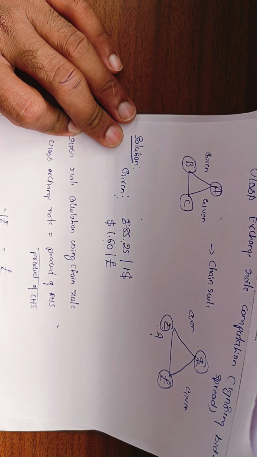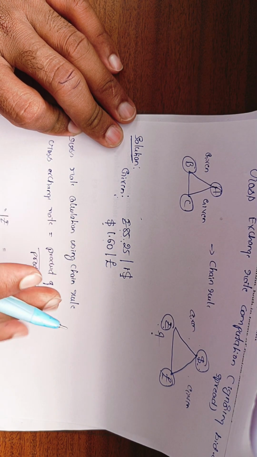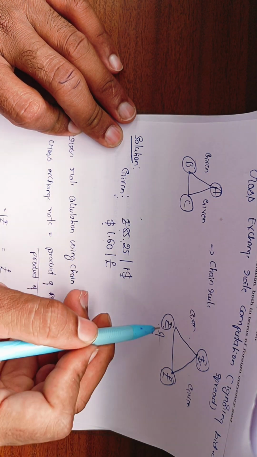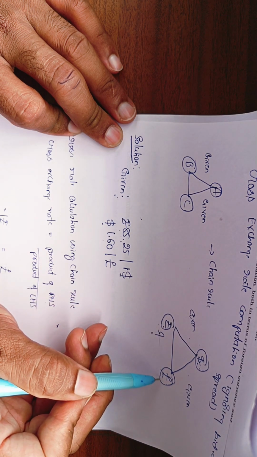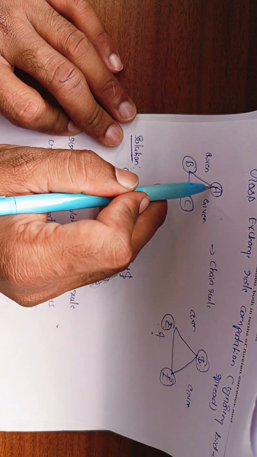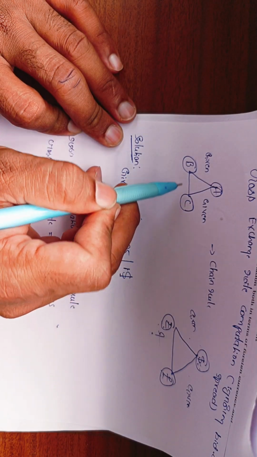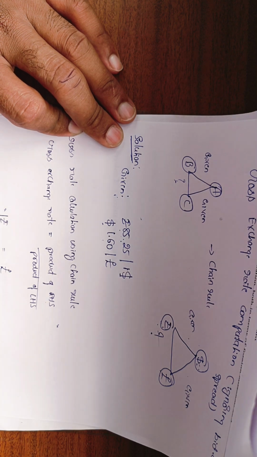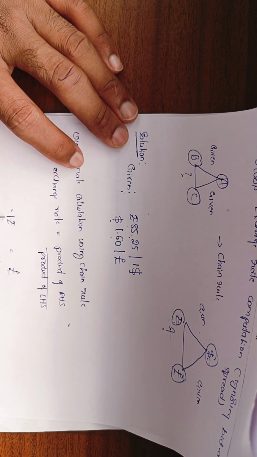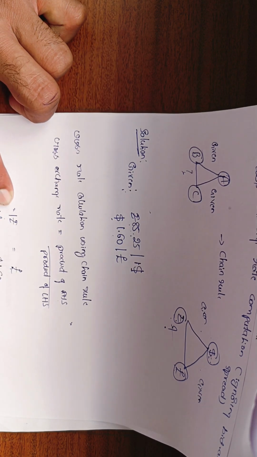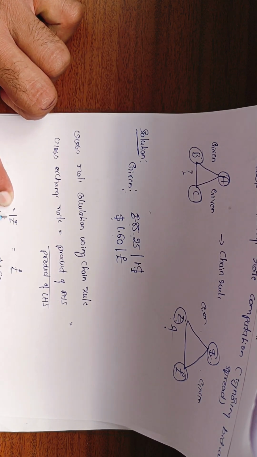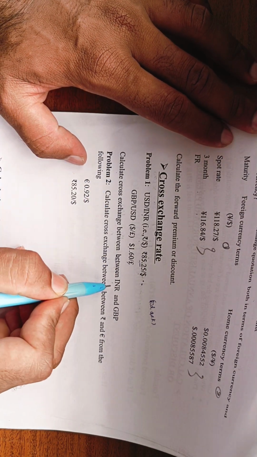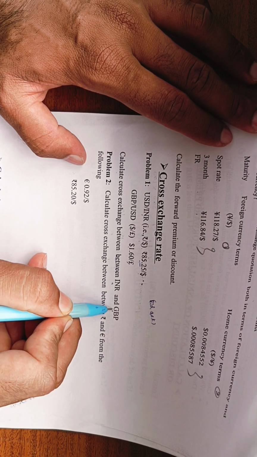Check which is the common currency. The common currency is dollar. Write down the dollar here. Next, the currency pair we need to calculate is rupee and pound. These two contents will be given: A and B, and A and C. We need to calculate B and C. First write what we need to calculate. In the question they told us to calculate the cross exchange rate between INR and GBP. This one we need to calculate.